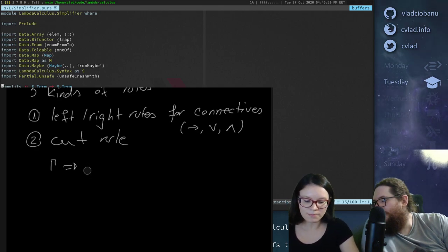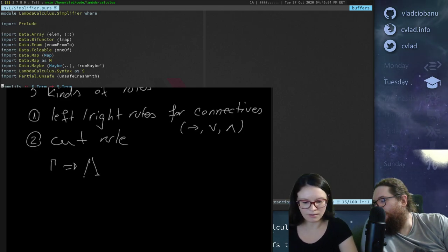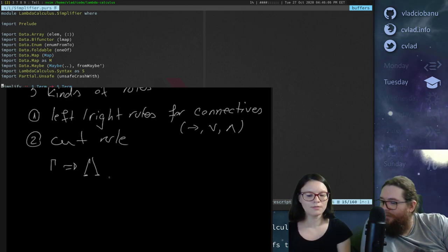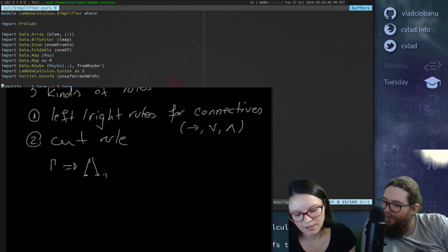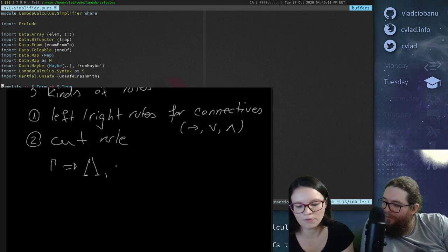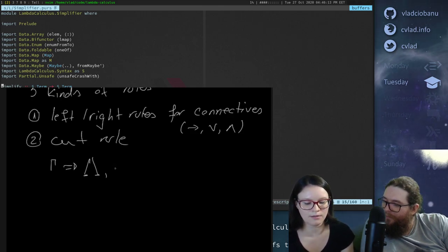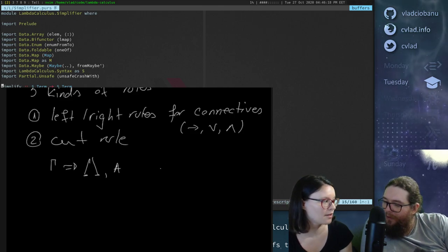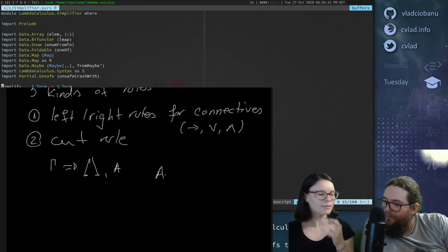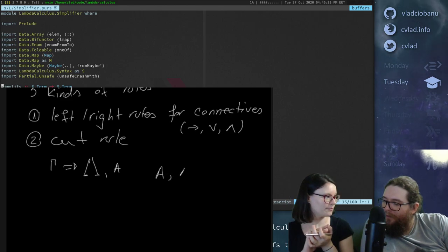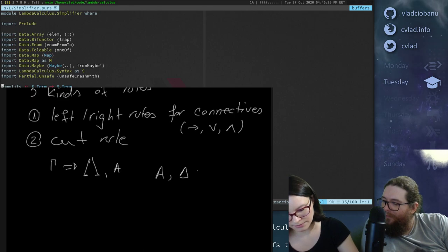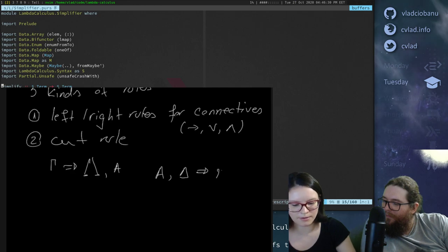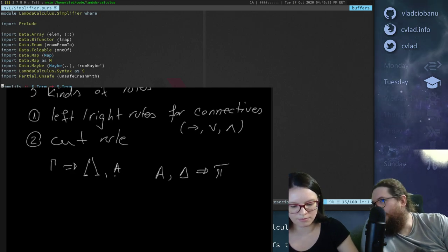So from gamma you can derive a, let's say a set of hypotheses gamma and a. And then I can also prove the sequent a, delta implies pi. So I can prove these two sequents, and they have a in common. For one sequent, a is a conclusion, and for the other one it is a hypothesis. The rule says I can forget about a and mingle everything together. So the cut rule says this: from these hypotheses, I get both conclusions.